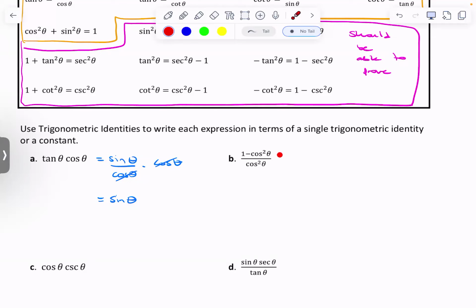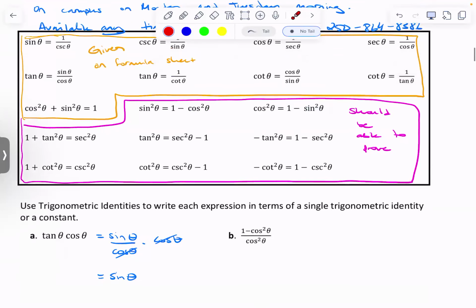1 minus cos squared over cos squared. Now, another heavy hitter that we have is the Pythagorean identity. So if I see a cos squared or a sine squared and a 1, then usually I start seeing, okay, could I manipulate this into an identity?